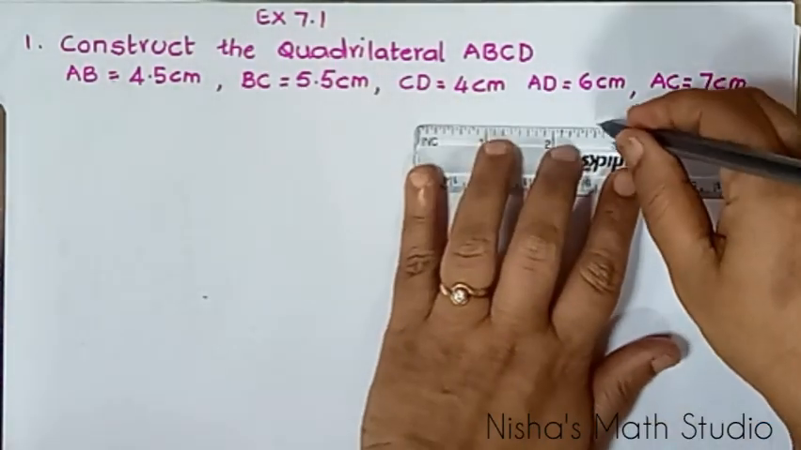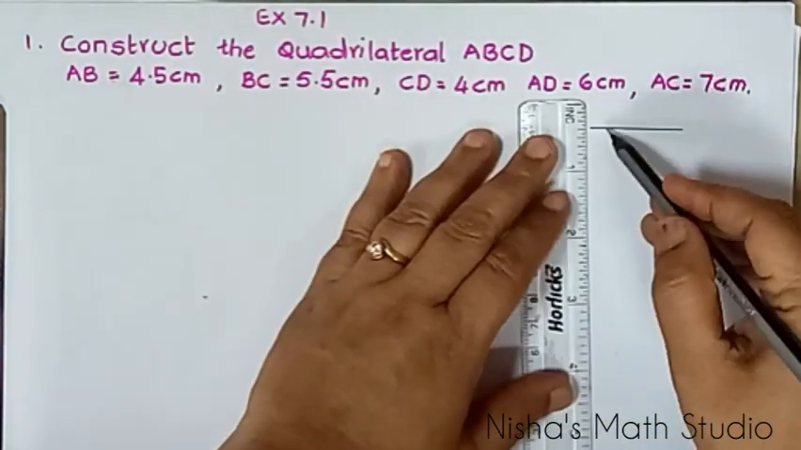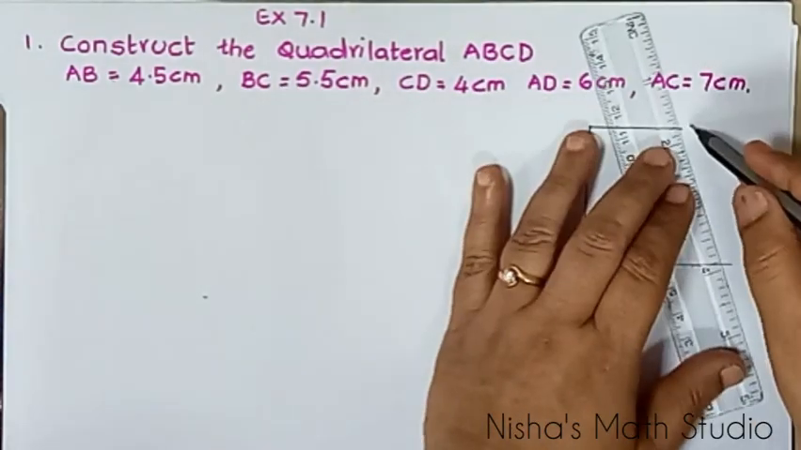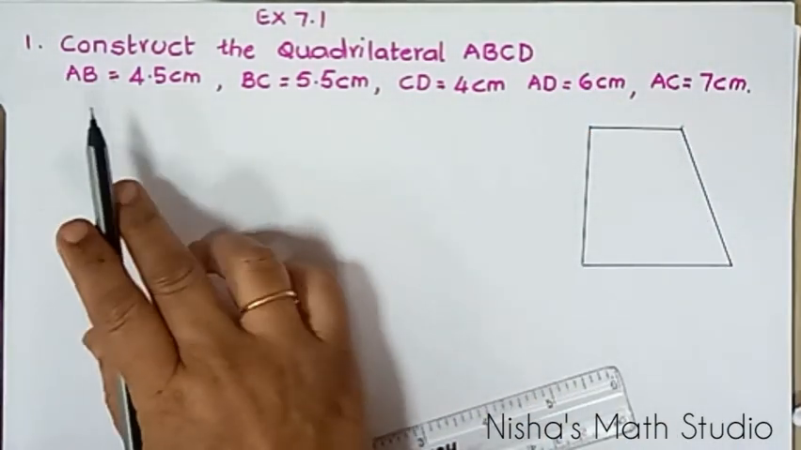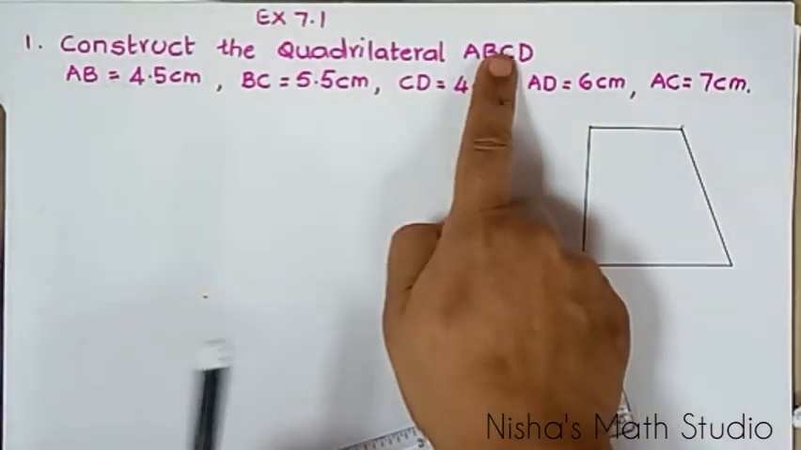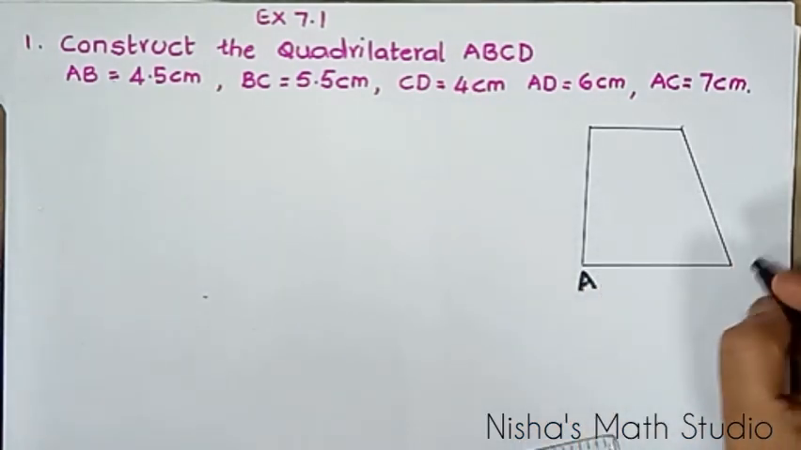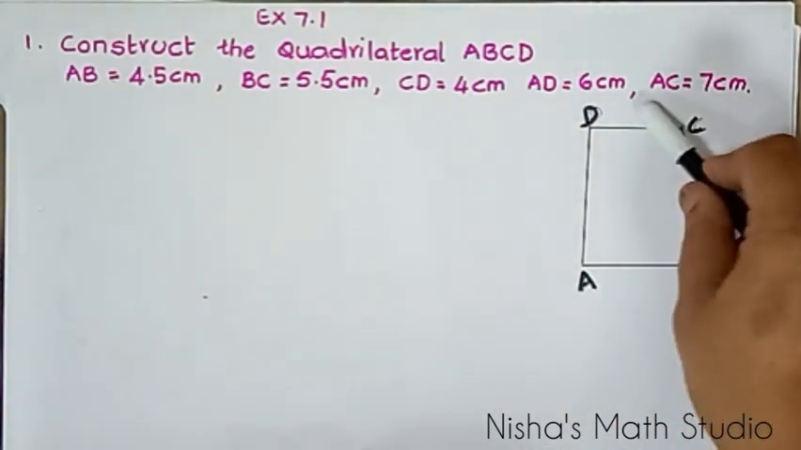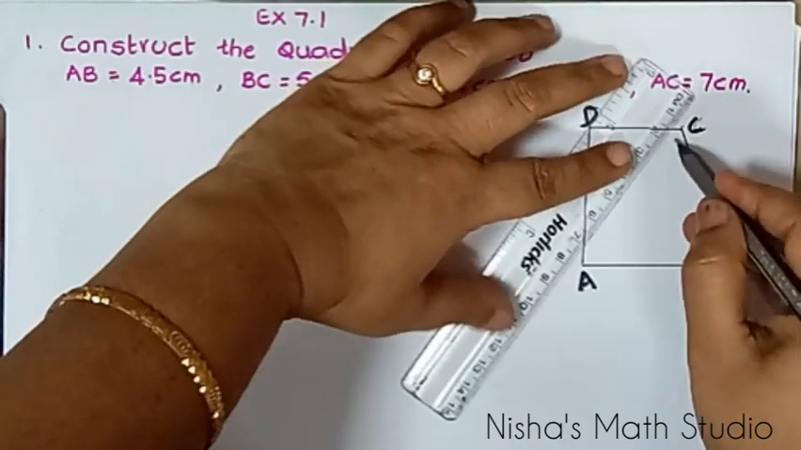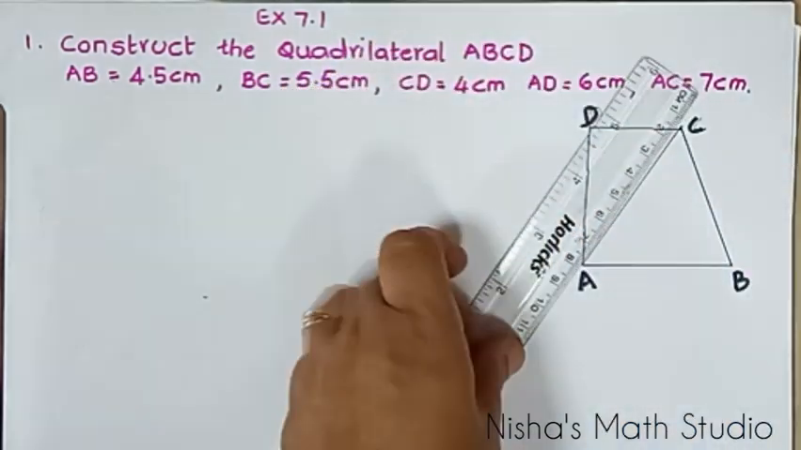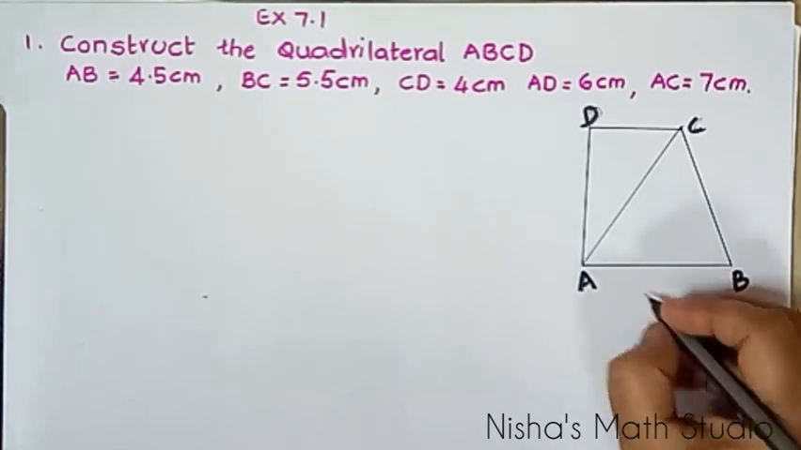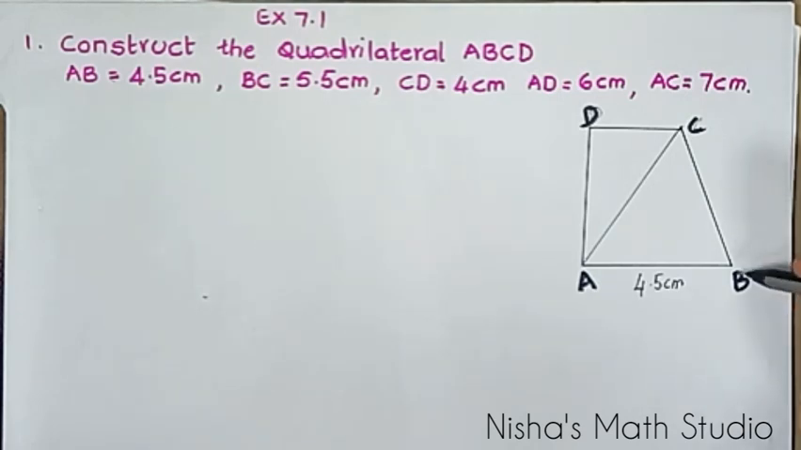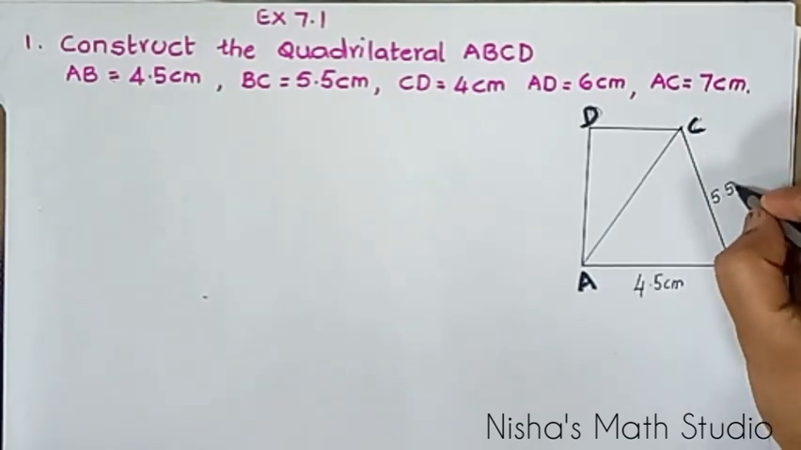It's a quadrilateral, so let me draw a quadrilateral and name it as ABCD because the name given is ABCD. They have also given a diagonal which is AC. So let me draw this diagonal also, which is AC. AB is 4.5 centimeter. BC is 5.5 centimeter.